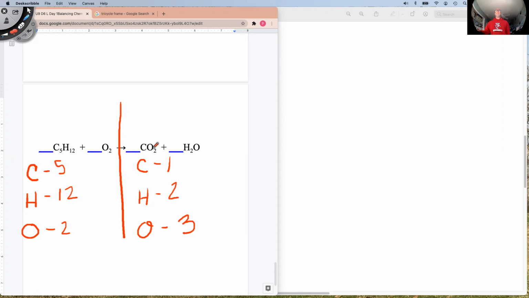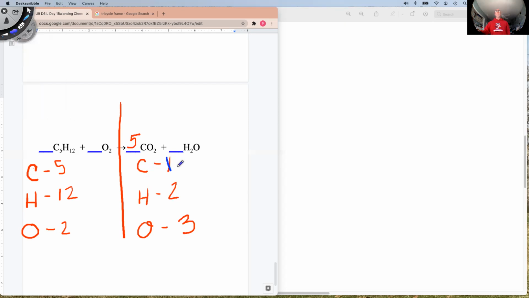Since there's oxygens in more than one place, we're going to want to do the oxygens last. All right? Because if I double the oxygens here, that changes everything. So in this case, since we have an atom that's in 2 different locations, we'll do it last. So let's start off. How can I balance the carbons? I have 5 and 1. So I need to multiply this one over here by 5. Correct?